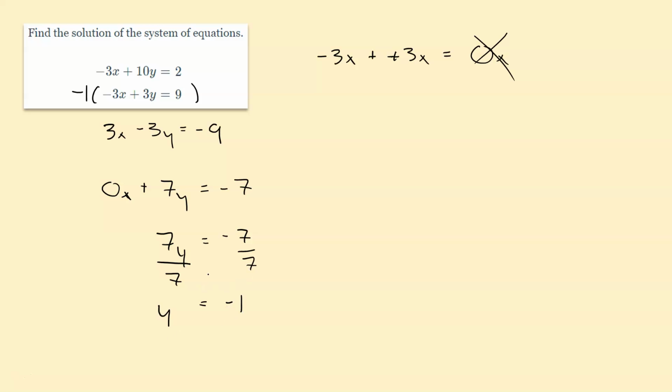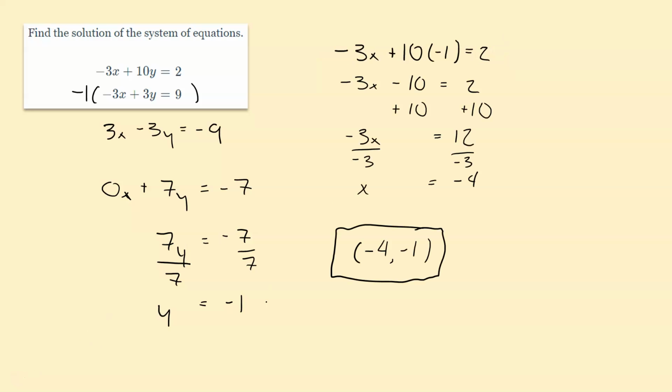Now we know what one of our variables is, so we can go ahead and plug that into one of our original equations and solve for x. So I'm going to go ahead and do that now. Alright, so what I did with this negative 1 is I plugged it in for y in the first equation here. So we have negative 3x plus 10 times negative 1 equals 2. 10 times negative 1 is negative 10, so negative 3x minus 10 equals 2. Add 10 on both sides to get rid of the 10. So then you have negative 3x equals 12.